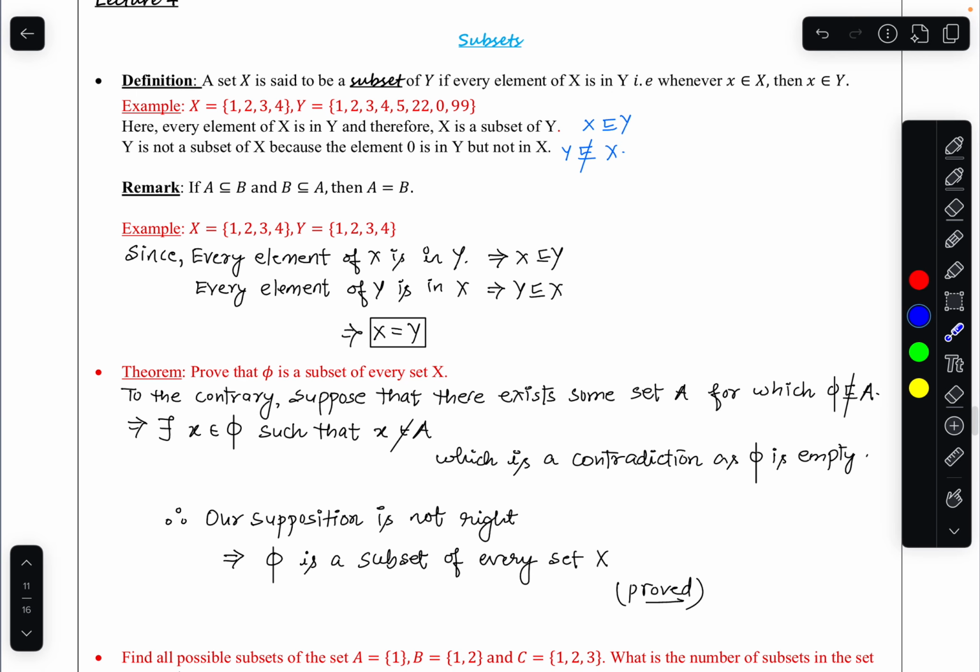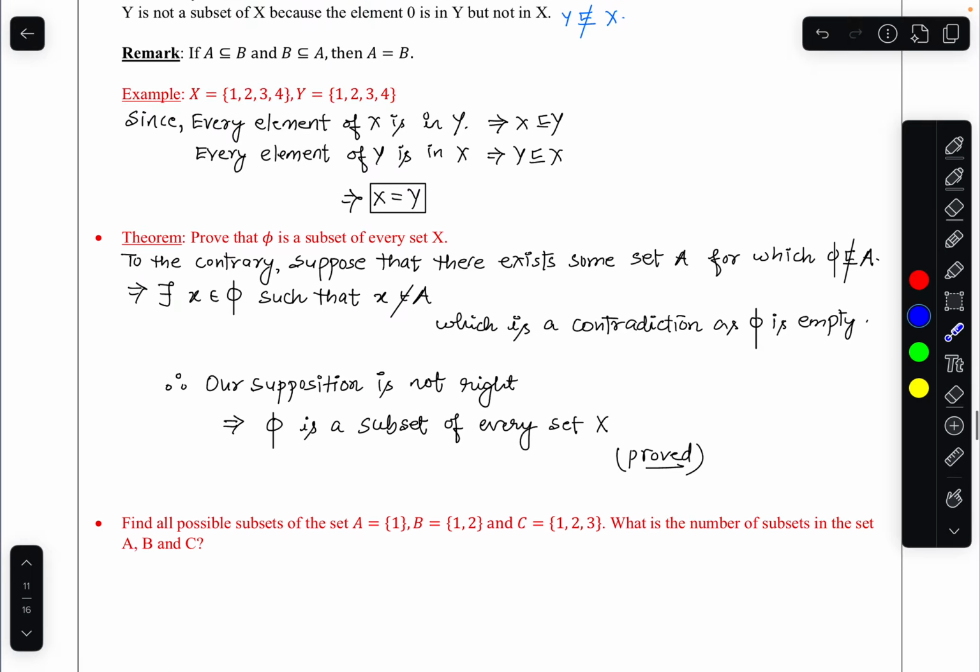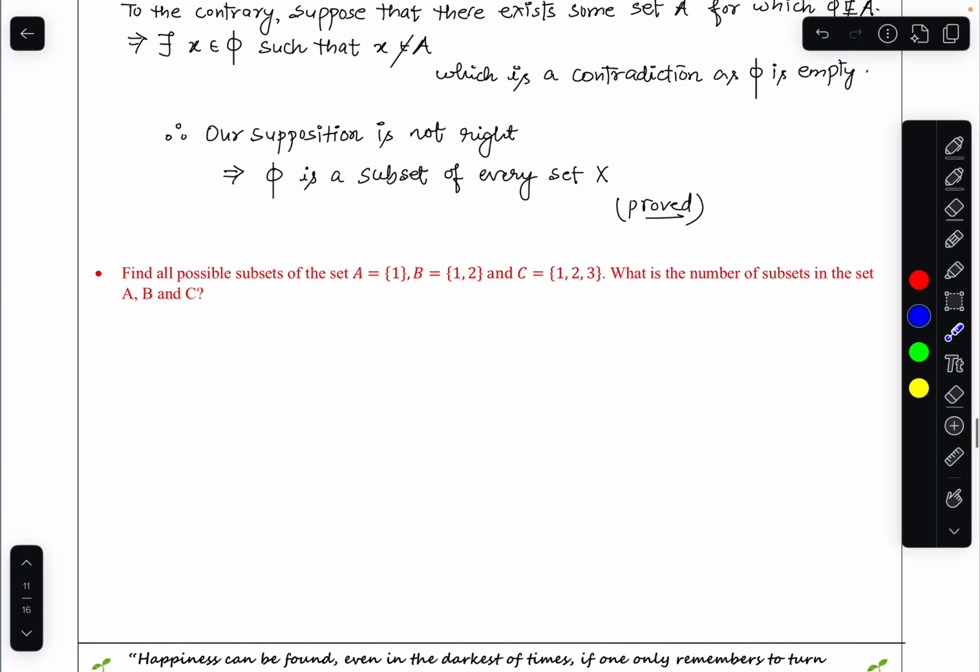So for now, we just defined this notion of subsets. What we observed was whenever X is a subset of Y, every element of X is going to be in Y. And then we have just established that phi is a subset of every set. Now we'll talk about how to find the subsets when the sets are given to us already.